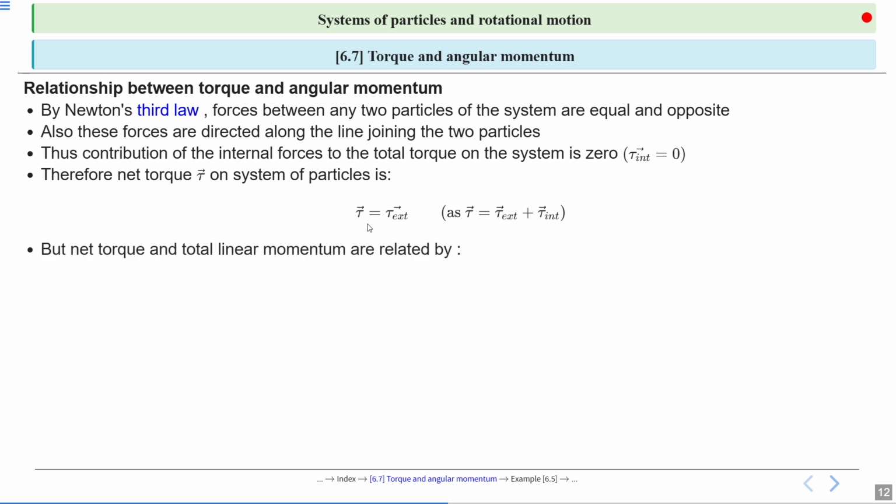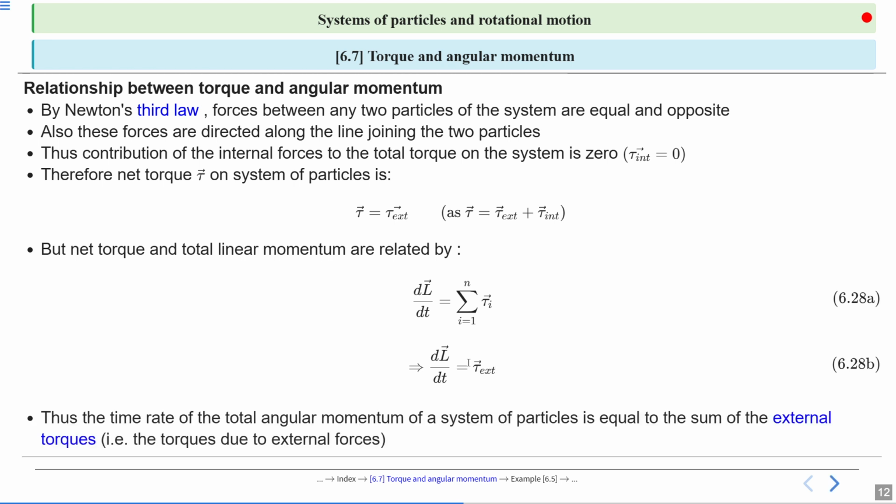Net torque and the rate of change of total angular momentum are related by dL/dt, the rate of change of total angular momentum, equal to the summation for i equal to 1 to n of tau_i. So dL/dt is equal to, only for external force, tau external. Yes or no? Alright.